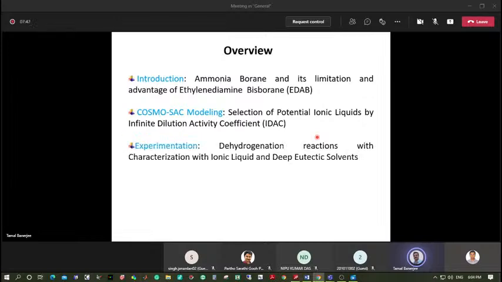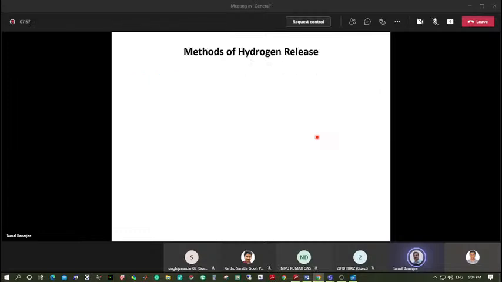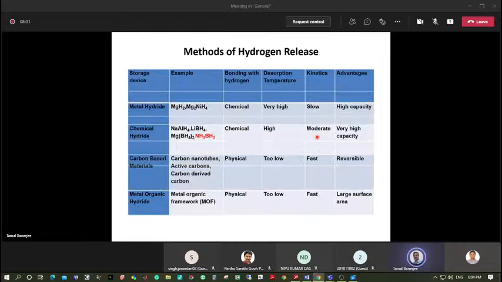Then we will see the experimentation of how we use ionic liquid as a solvent to dehydrogenate these particular chemical hydrides, and then characterize the residual products using ionic liquids as well as eutectic solvents. Now let us see what the different methods of hydrogen release are. It's very important. These are the different methods for hydrogen release.